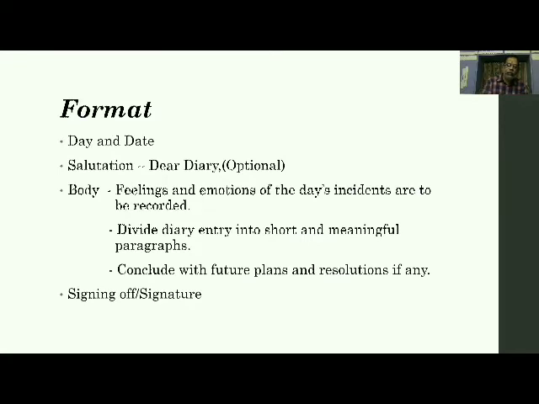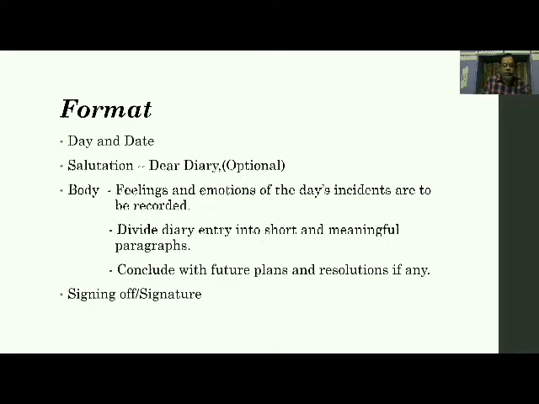What is the format of a diary entry? Let us see. To begin with, it is day and date. The next one is salutation. Under salutation, we write dear diary. Writing dear diary is optional. You may or you may not write.